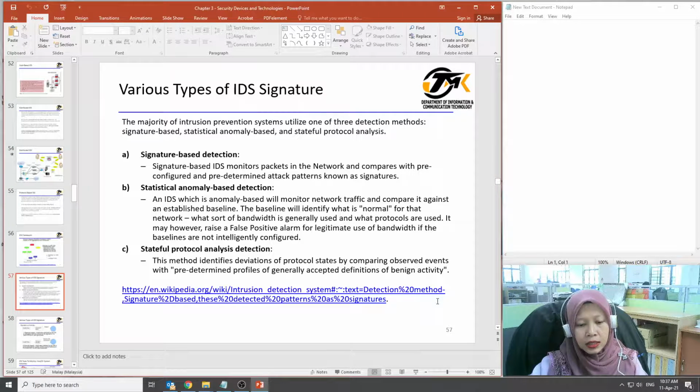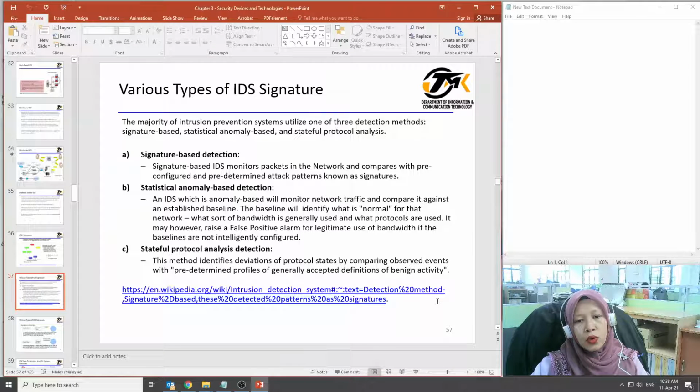Another approach is statistical anomaly based detection, which is based on an established baseline, meaning a baseline of what is normal and what is not normal. For example, bandwidth and protocols in use. But if something suddenly happens and the bandwidth used is too much, at hours that should not have many users, something is wrong. It might be a DDoS, let's say. At night there should not be many users or a lot of traffic, but suddenly there is a network spike, a bandwidth spike. This is what we call statistical anomaly detection based on the baseline. It will trigger an alert that something is wrong.